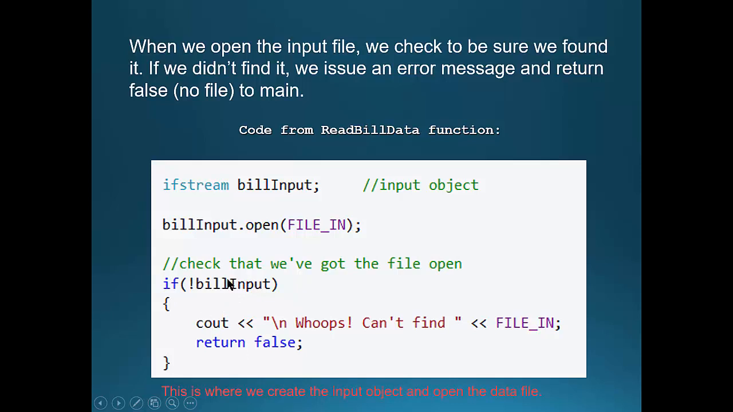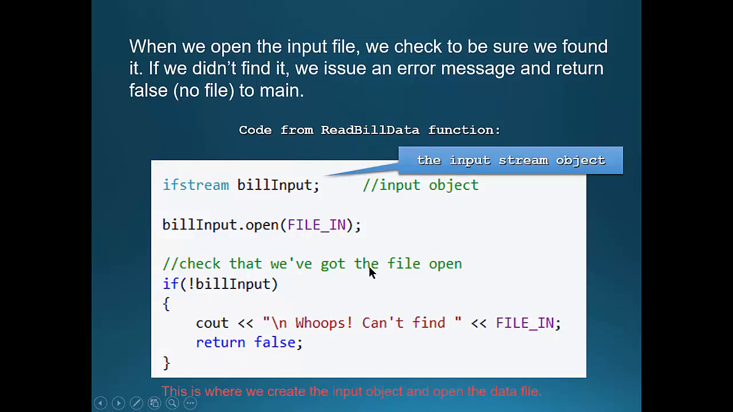then that means that we didn't successfully open a file. And in our read bill data function, what we would do at that point is display an error message and then return false to say that we couldn't open the file.